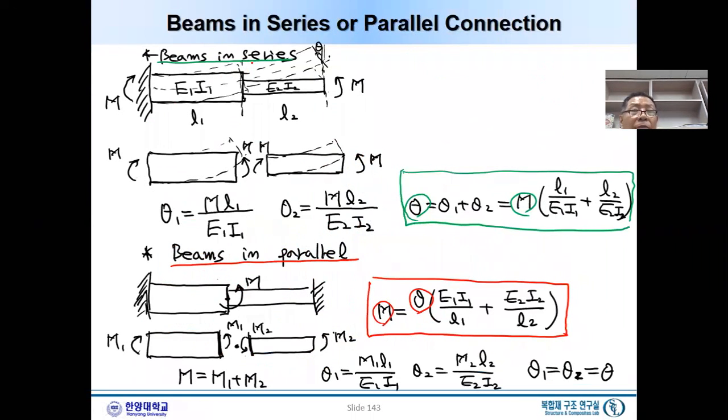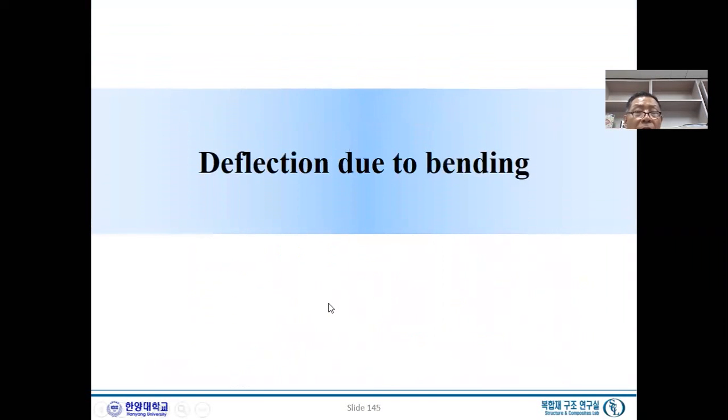Last week we had a homework on beams in series or parallel connections. So we have this case and that, and beams in parallel. We did several cases.